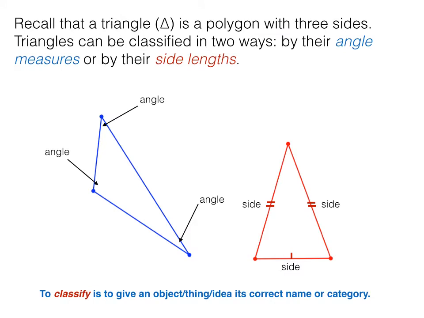Recall that a triangle is a polygon with three sides. Triangles can be classified in two ways: by their angle measures or by their side lengths. The first one we have here is classified by looking at just the angles. The second one is by looking at the sides. Now, to classify is to give an object, a thing, or an idea its correct name or category.